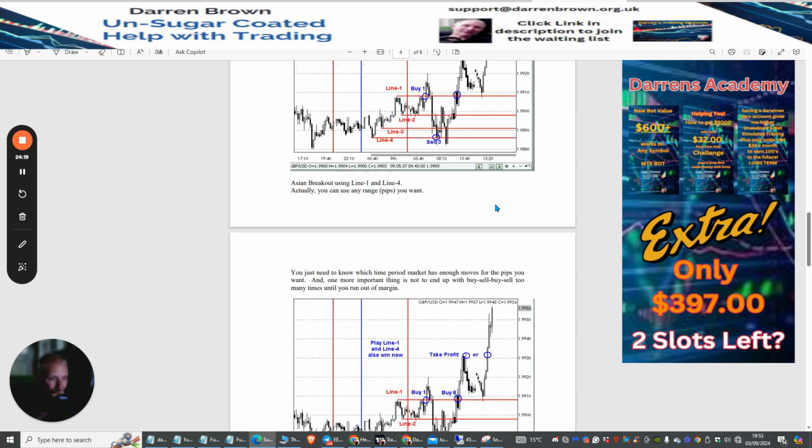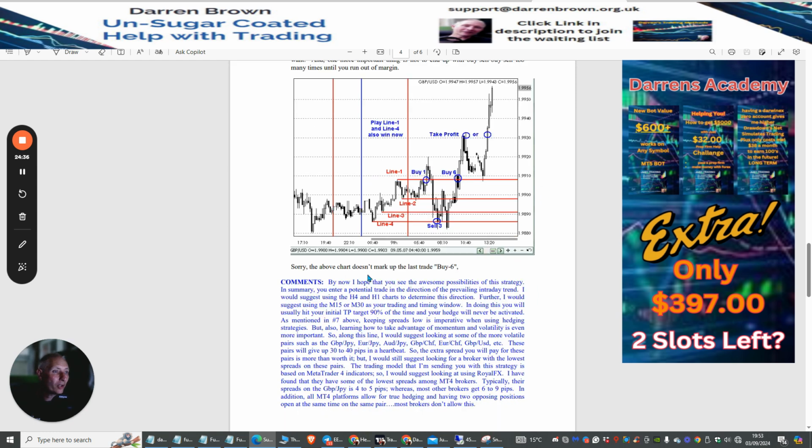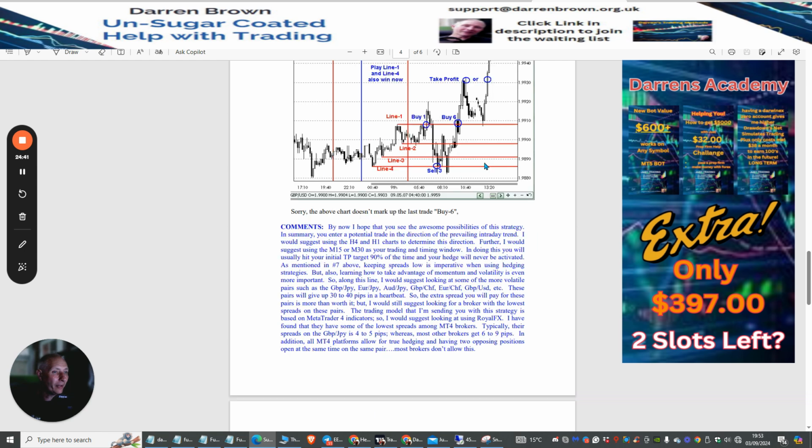So you just need to know which time period the market has enough moves for the pips you want. And one more important thing is not to end up with buy and sell too many times until you run out of margin. Sorry, the above chart doesn't mark up the last trade, but buy 6, which is this one here.